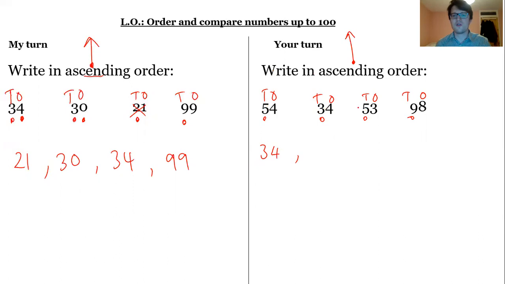Then I've got these two numbers that both have 5 tens. So I need to look at the ones column now. Well, 3 ones is less than 4 ones, so 53 is smaller than 54, which leaves 98 as the biggest number. Again, I could tell that straight away because it's got 9 tens, which is more tens than any of the other numbers.